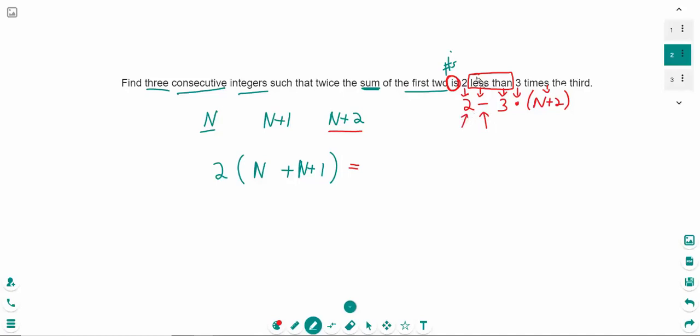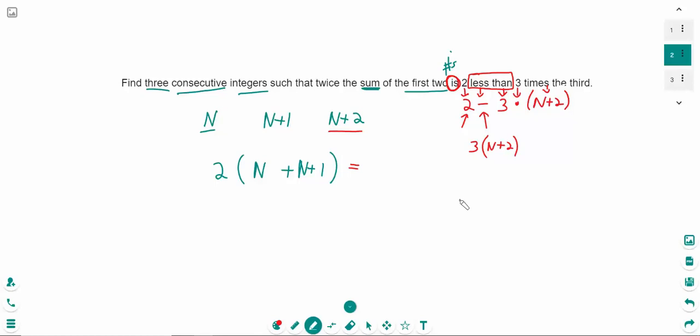All right, and that's not what they're saying. They're saying 2 less than, meaning 2 is being taken away from something else. All right, so it's kind of the opposite of this. The correct form here would be 2 less than what? 2 less than 3 times the third. So we have to take 3 times the third number, which we just said was n plus 2.